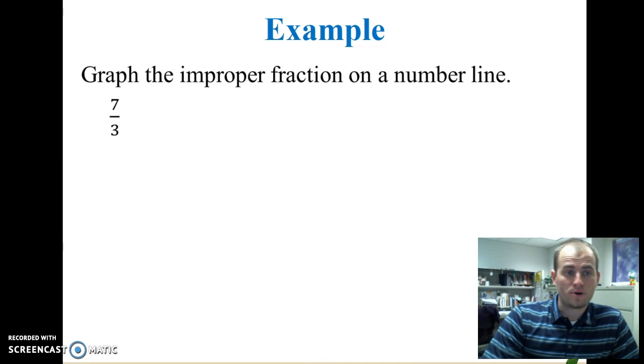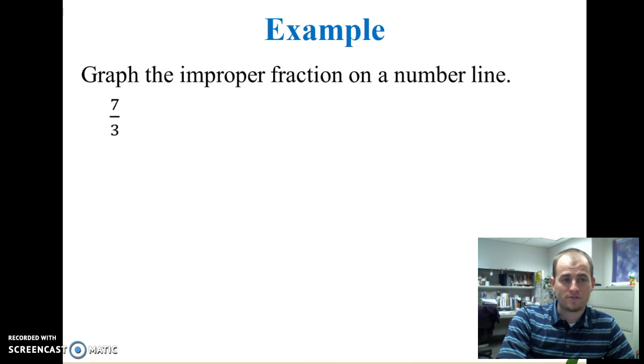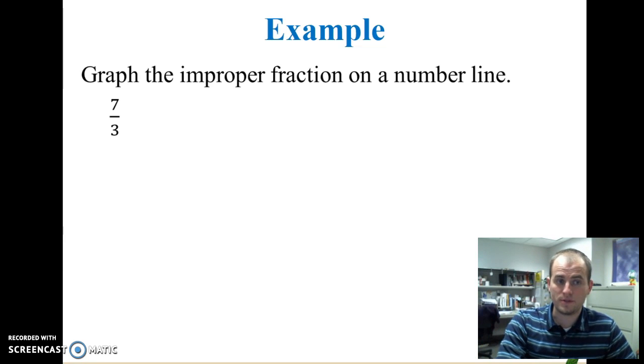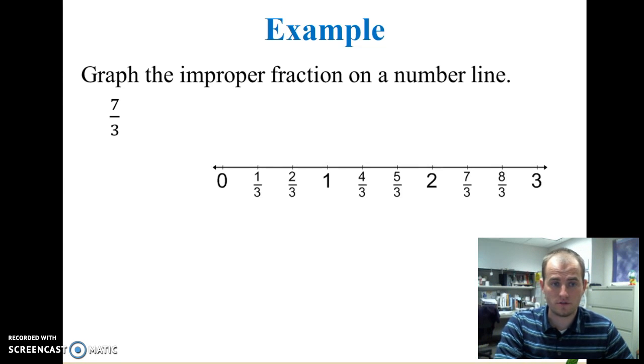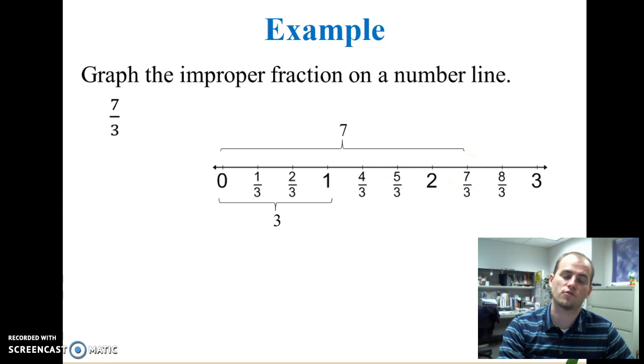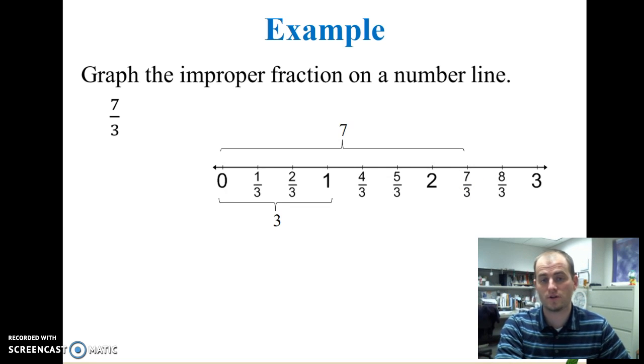Okay, it does get a little bit more difficult when you're graphing an improper fraction. Now 7/3 means we need to break it down into thirds, like this, 1/3, 2/3, this is 3/3. So we can't just stop between 0 and 1, because it's over 1. 4/3, 5/3, this would be 6/3, and 7/3 would be right there. Okay, so 3 equal parts between each whole number. Go to the 7th one.